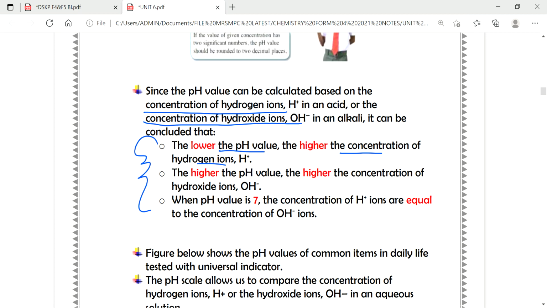Okay, semakin rendah nilai pH value tu, maknanya dia more acidic kan. Bila more acidic bermakna banyaklah hydrogen ions di dalam satu solution tu. That's why kita kata the higher the concentrations of hydrogen ions.